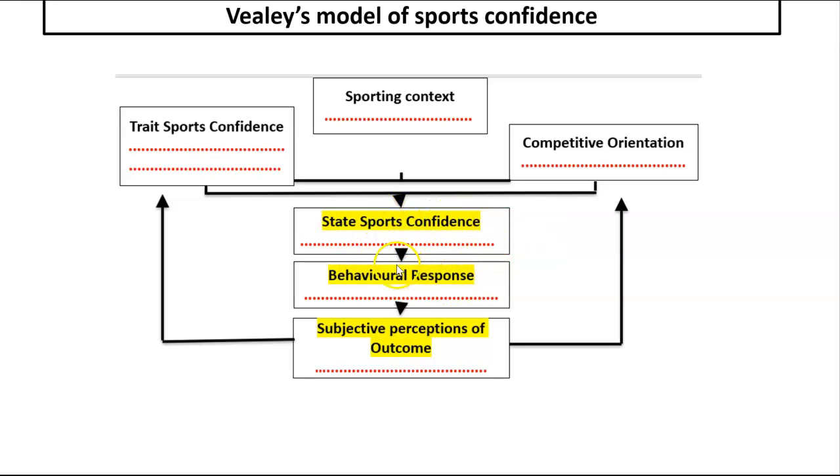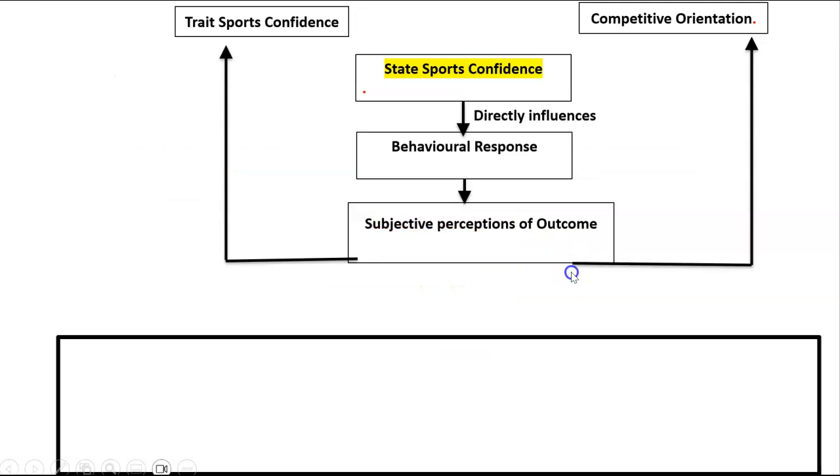We now need to talk about how state sports confidence will directly influence our behavioural response. So first things first, state sports confidence, as we know, is that situation-specific form of confidence, or self-belief. So in that case, what we've got there is our self-belief when taking a situation-specific action, such as a penalty. Now from there, if we have high or low state sports confidence, that will directly influence our behavioural response.